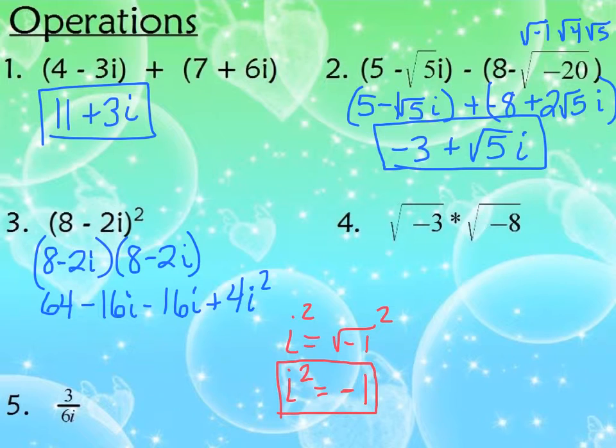Now let's combine what we can. These 16i's will certainly work together. And remember that this i squared that I have is actually a negative 1. So this 4i squared actually is a negative 4. And that will always get to be combined with my real number. So I have a 64 with a negative 4 is going to get me a 60 minus 32i.